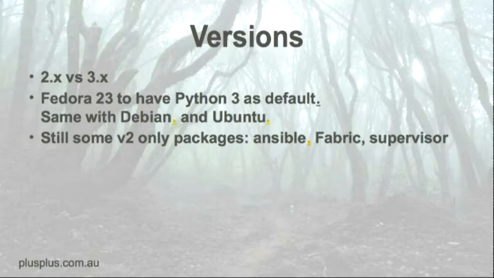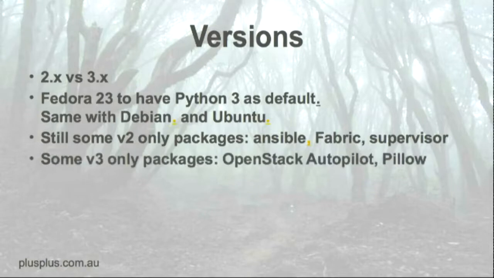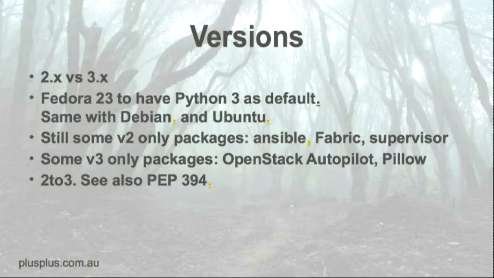Ansible may well be relevant to many of you, Fabric, Supervisor. Having said that, there are some version 3 only packages. And if you check out the Python 3 Wall of Superpowers, which shows us our downloads from Python Package Index on which are 2 compatible and which are 3 compatible, it's becoming green. And be aware of the 2 to 3 conversion script that'll take your 2 scripts and turn them into version 3.